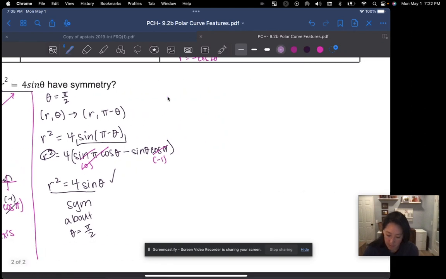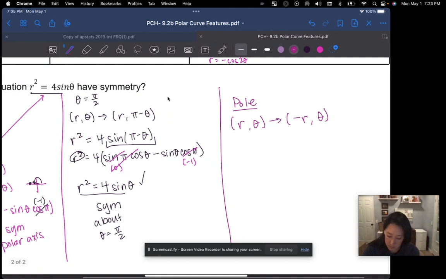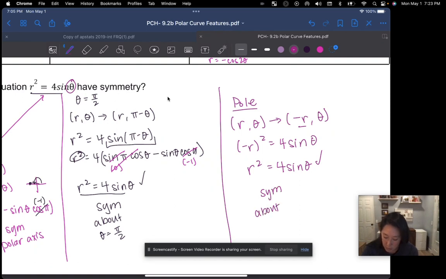All right, lastly, let us go ahead and check our symmetry about the pole. I think the fastest one for us is if we're going to check negative r, comma, theta. We're going to start with r, theta, and we're replacing it with negative r, comma, theta. So I have r squared, which we're replacing with negative r. So negative r squared is equal to 4 times the sine, and theta is just being left as theta. So negative r squared is just r squared, which is equal to 4 times the sine of theta. Hey, what do you know? This also works. So we have symmetry about the pole.